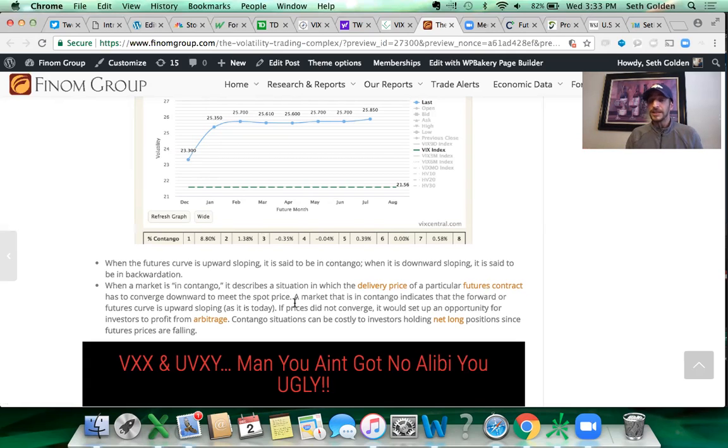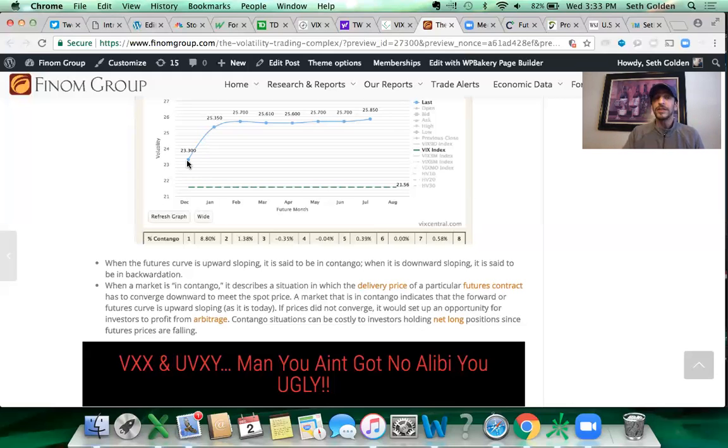What is the spot price? The VIX spot price. This is the VIX right here. This is the December futures contract. It's in contango. Over the life cycle of this contract, which is generally about 30 days, a VIX futures product is a duration product. It only has a specific life cycle, if you will, and then it expires. The VIX doesn't expire, but VIX futures expire.